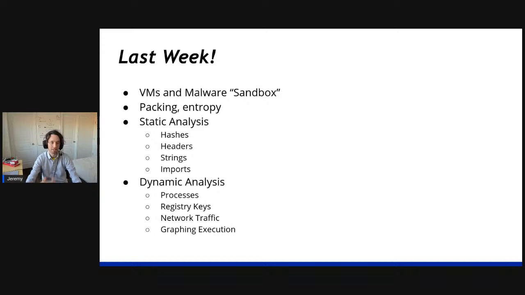So we talked about static analysis. And again, the important things there were hashes, the headers of files, the strings that we find inside of those files, and the imports, so the things that the files are pulling in, the functions from libraries that they use to run. So these are all things that we can use to help identify what the malware is. So that's just done statically by just looking at the file and analyzing it before it's run.